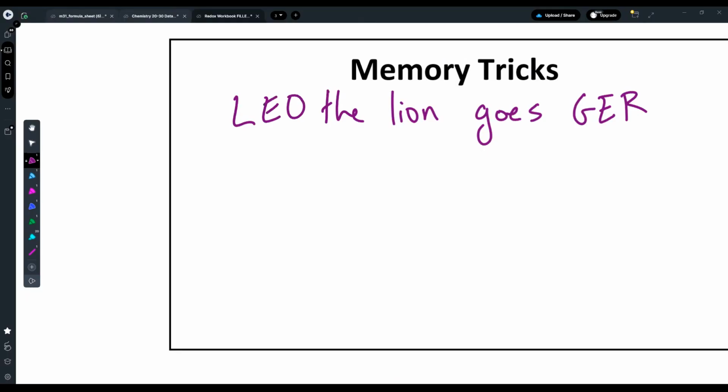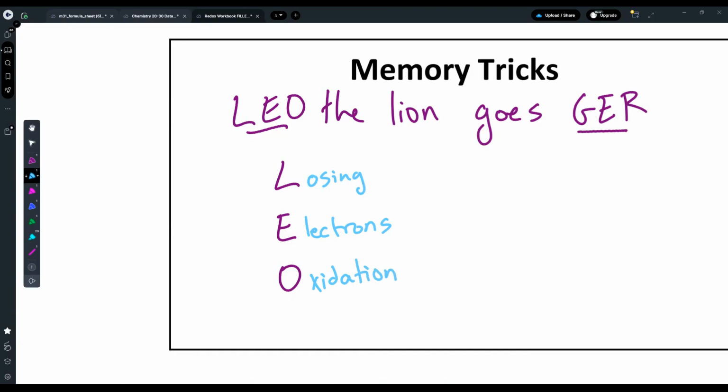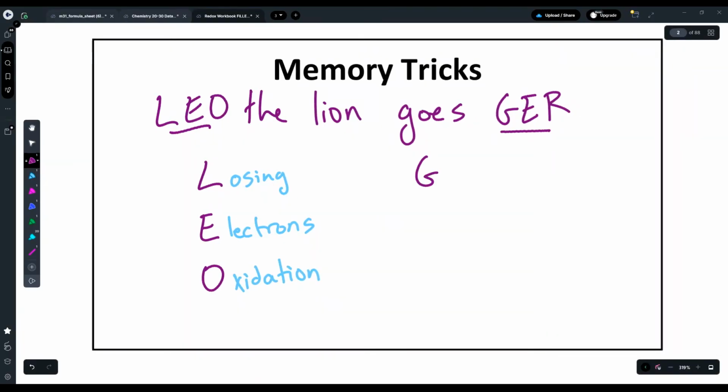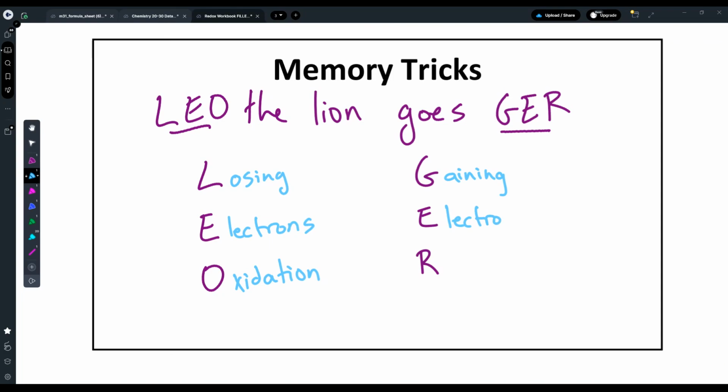And we'll capitalize there. Okay, so for LEO, what that stands for is losing electrons is oxidation, and GER means gaining electrons is reduction.